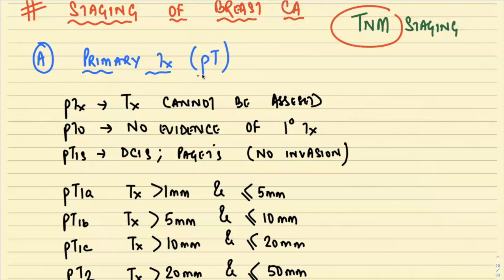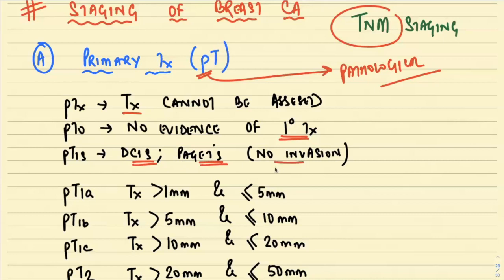So the primary, what does this mean? This is the primary tumor. What is the P? Why have we used the P over here? What is the importance of P? Because this is your pathological staging. There is a clinical staging also. It is a pathological staging. Now, pTX means the tumor cannot be assessed. T0 means there is no evidence of primary tumor. Tis means DCIS and Paget's disease, that tumor which has not breached the basement membrane.